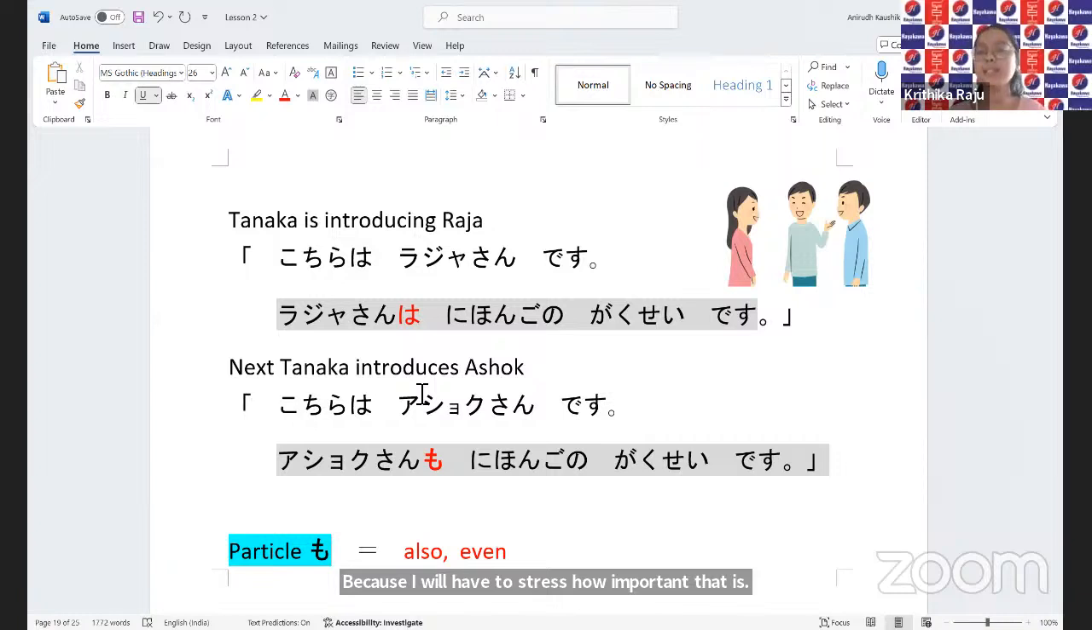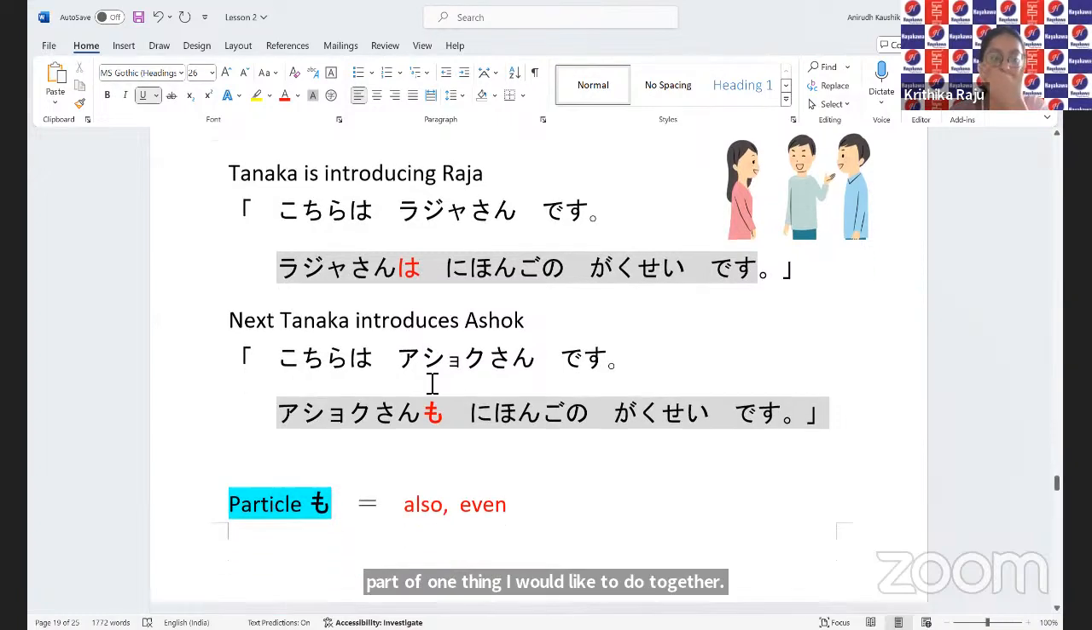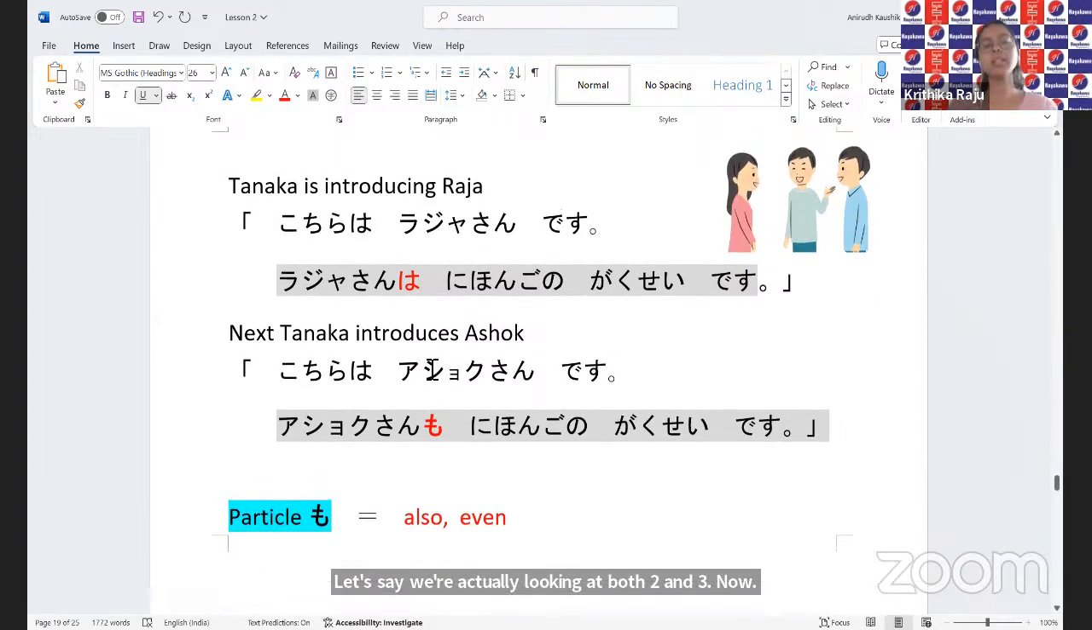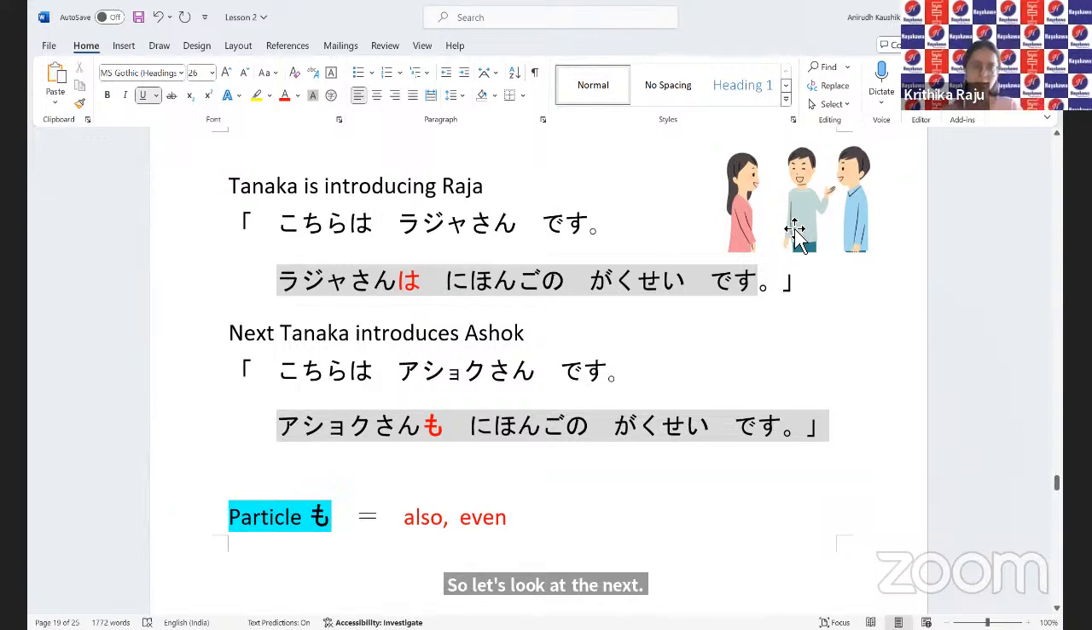The thing is, in last class, today's class has the grammar for both lesson 2 and 3. It's not just lesson 2. All the grammar that we will be seeing is split into lesson 2 and lesson 3. For me, it's part of one thing. I would like to do it together. All right, so we're actually looking at both 2 and 3 now. So let's look at the next one. Just a few more things.